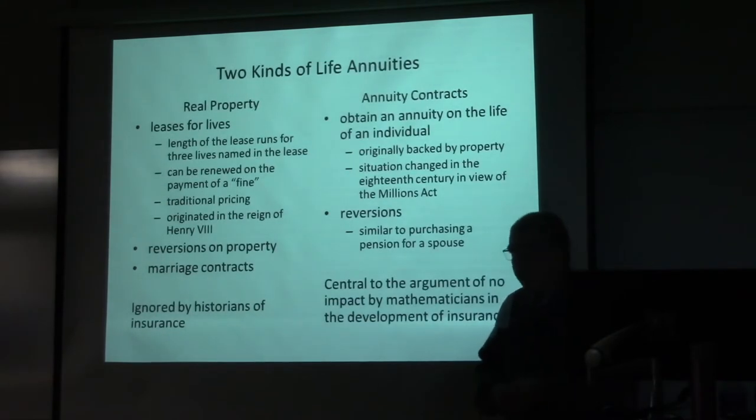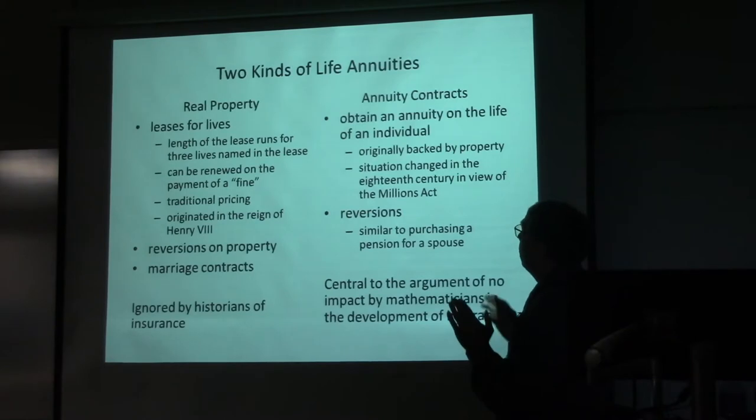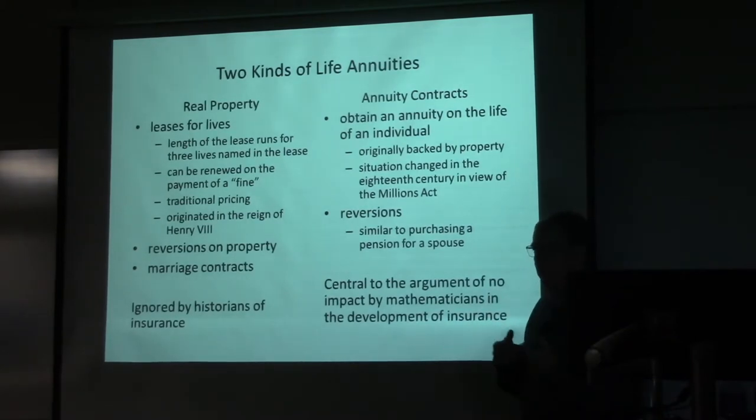So, why is there a difference? Well, the difference, I feel, is that there are two kinds of life annuities. One deals with property, and the other deals with straight annuity contracts. So in terms of property, in England, there was a system of leasing land called leases for lives. So you leased land, and you have named three people on the lease, and the lease ran out after the last person named on the lease died.